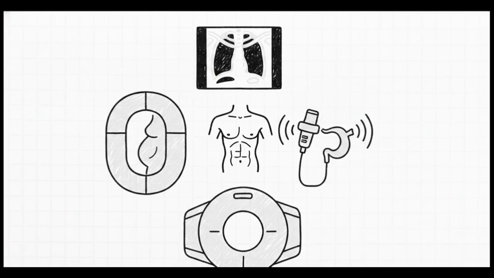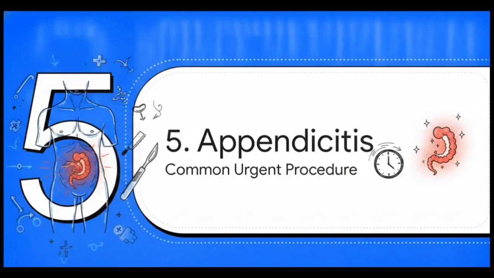Finally, MRI is generally reserved for pregnant women presenting with acute pelvic pain when an ultrasound just isn't giving you a clear answer. Section 5. Our Appendicitis Deep Dive. Let's really zero in on the most common urgent surgical procedure you'll see.